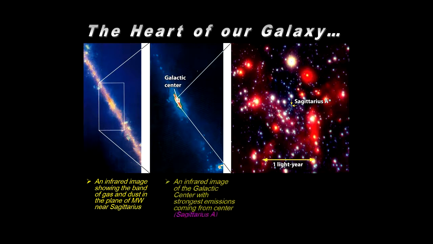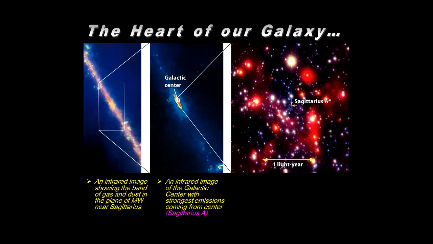As we magnify that a little bit, along with the associated gas that reveals itself in blobs here, a lot of interesting stuff is going on. But as we take a closer view, we have very strong emissions coming from the very center itself. And that region, the Galactic Center, is an object known as Sagittarius A.